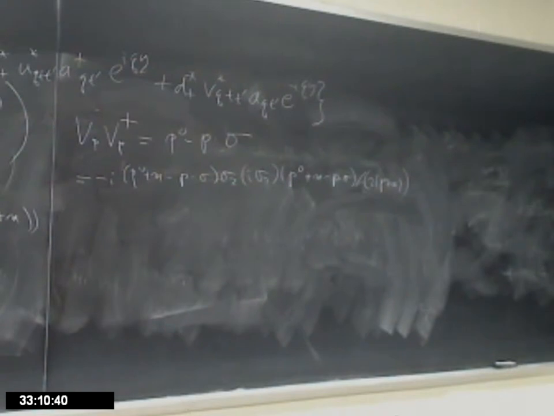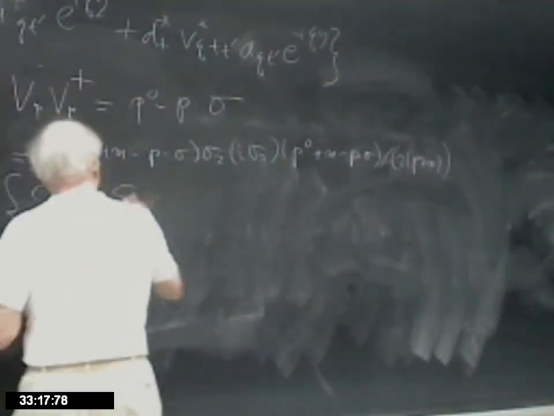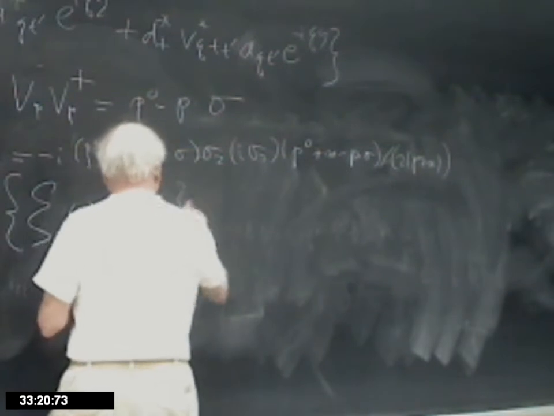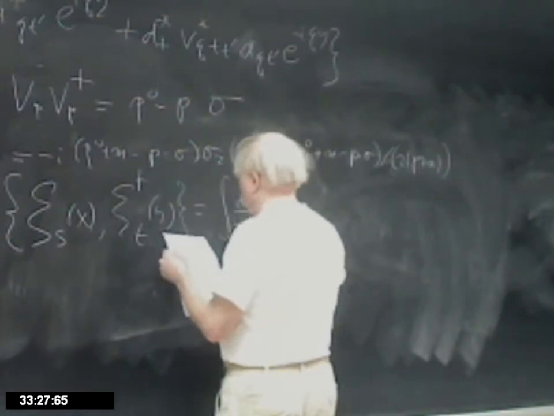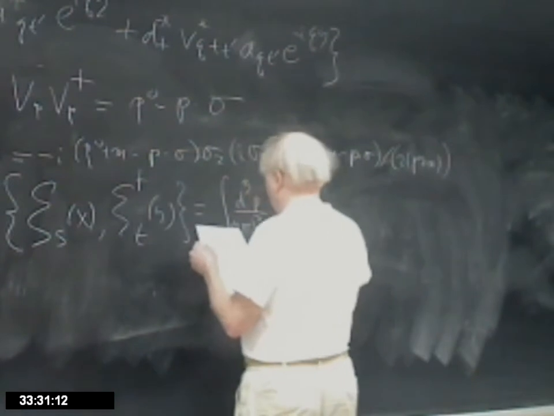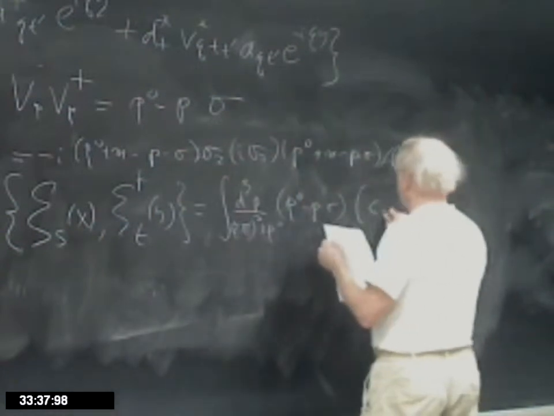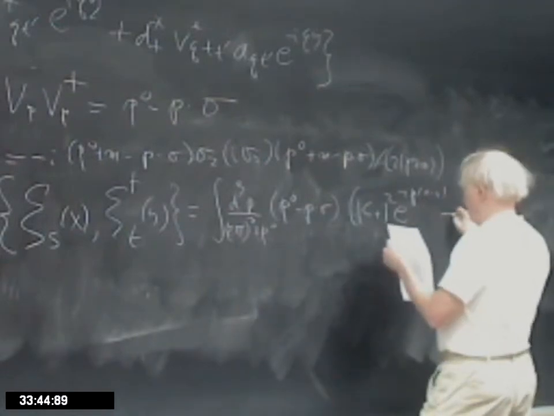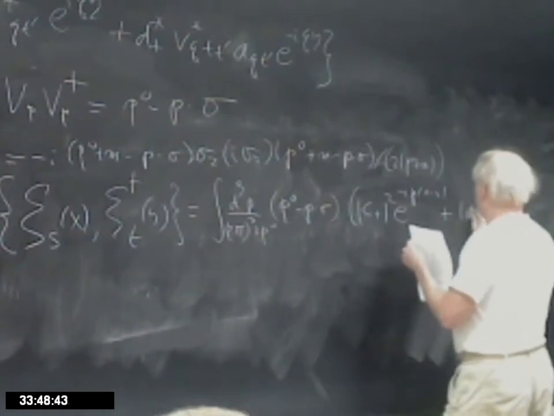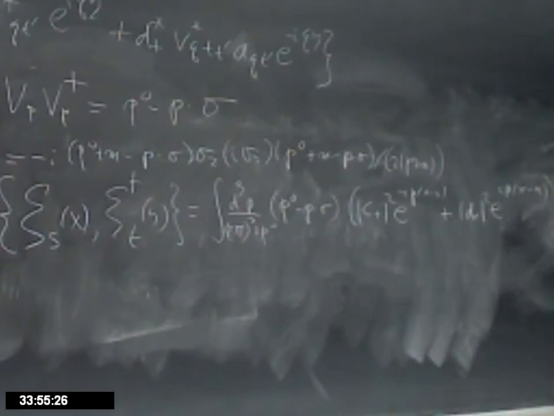And so what does this tell us then? This tells us that the anti-commutator of c sub s of x with c sub t of y adjoint is the integral d³p over (2π)³ 2p0 times (p0 minus p dot sigma), and then it's just c plus squared e to the minus i p (x minus y) plus b plus squared e to the i p (x minus y). That's what it is. All right, now you might get nervous and say, gee, we wanted a minus sign here.